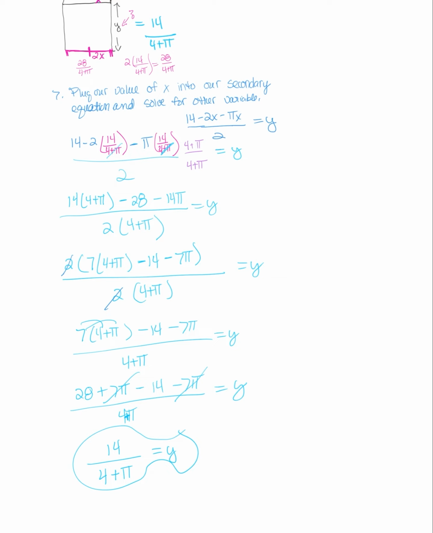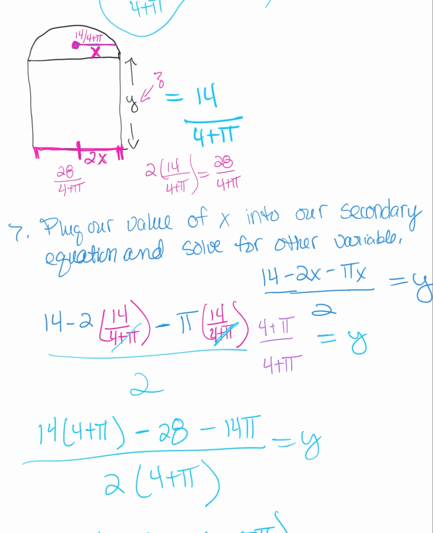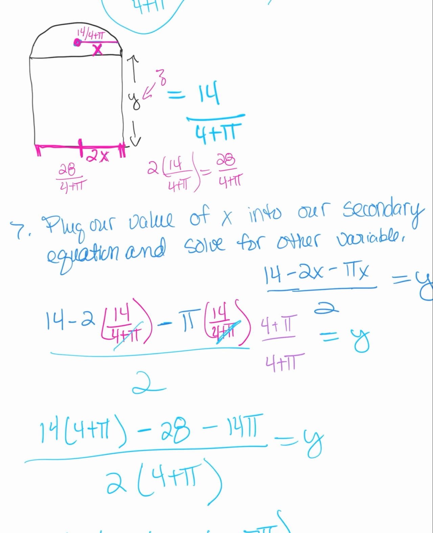All right, so that means that the dimensions of this window are going to be, so I'm going to write it all down so it's all together. We have x equals 14 divided by 4 plus pi, 2x equals 28 divided by 4 plus pi, and our y is 14 divided by 4 plus pi. So you see that this is actually the same height as half of this is long. And these are our dimensions for the Norman window.